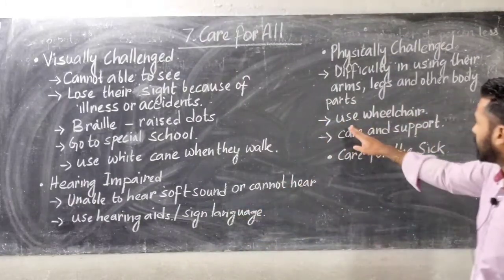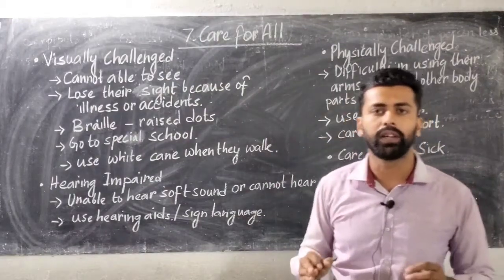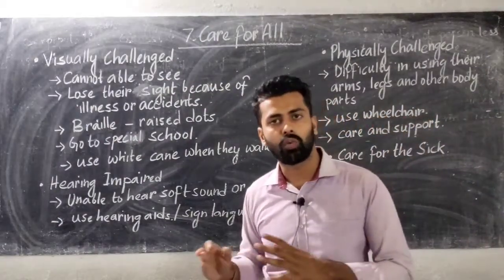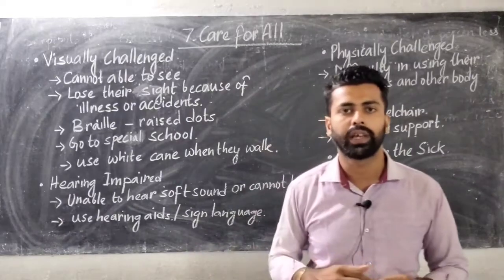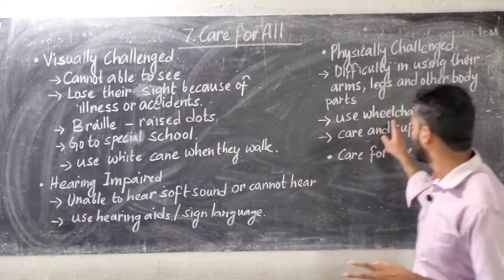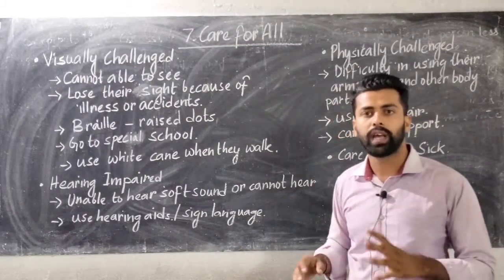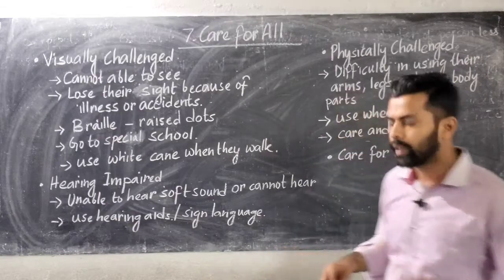So they use a wheelchair. Why are they using a wheelchair? Because they have difficulties in walking. They cannot walk like we walk normally. They cannot walk like us. So for them this wheelchair is a kind of aid. This wheelchair helps them to move around in some areas.